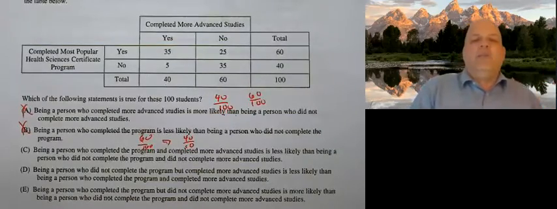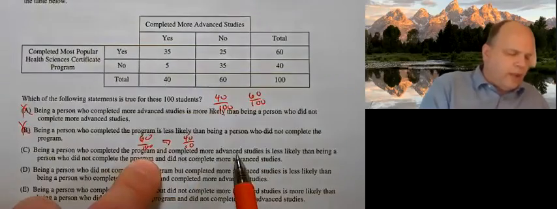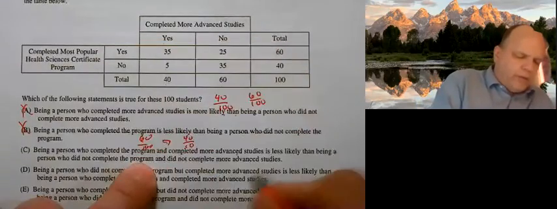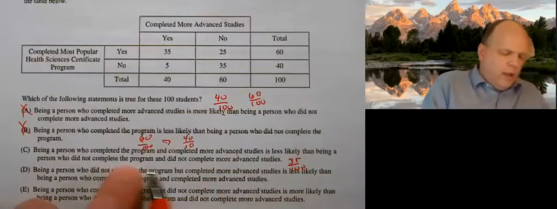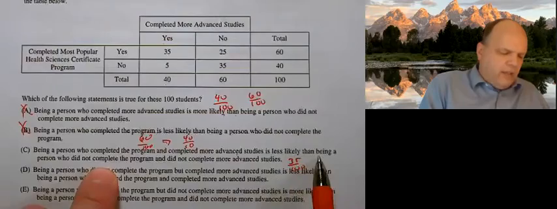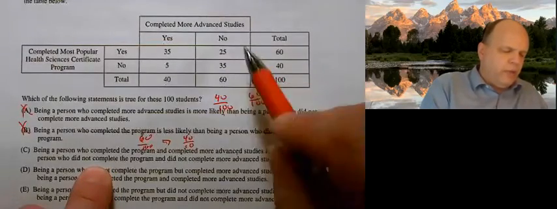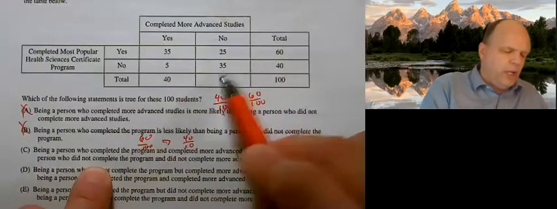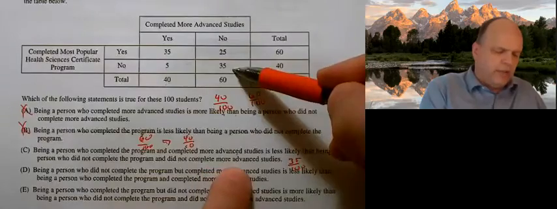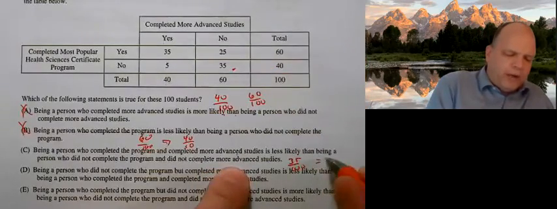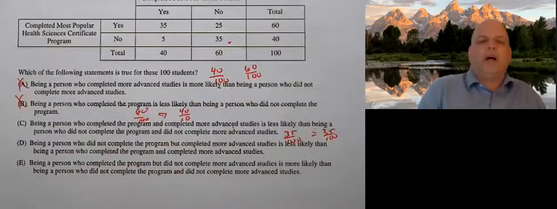Being a person who completed the program and completed more advanced studies, that's going to be 35 out of 100, is less likely than being a person who did not complete the program. So did not complete the program means we're looking here, and did not complete advanced studies. Well, they both happen to be 35 over 100, so they're not less likely, they're equal. Both are equal to 35 over 100.